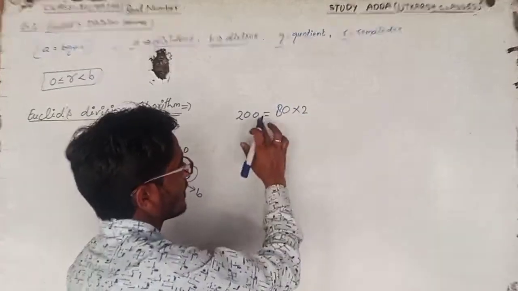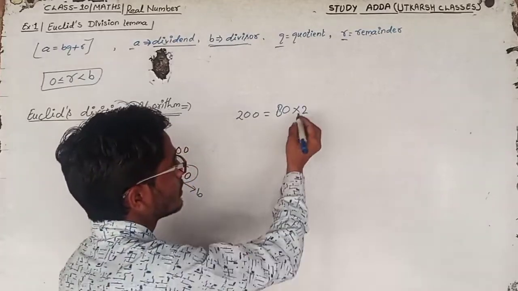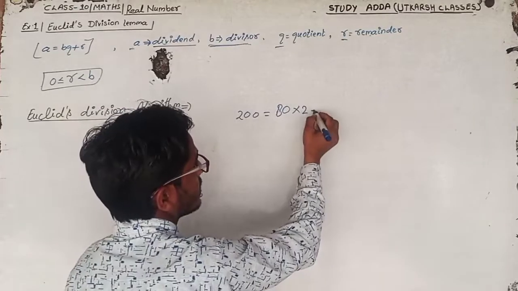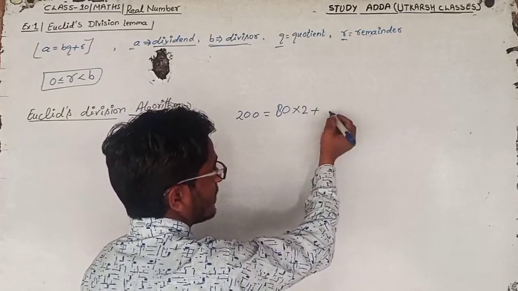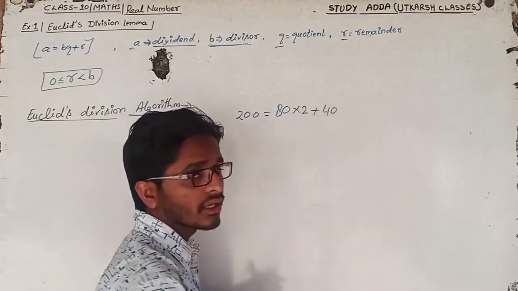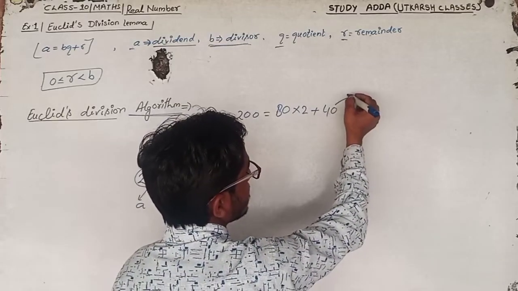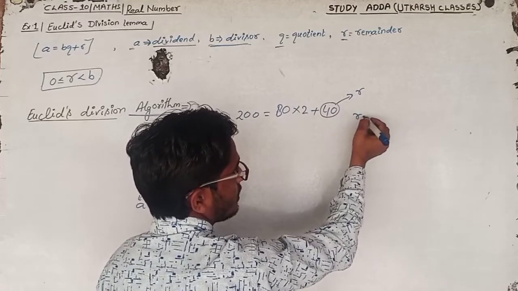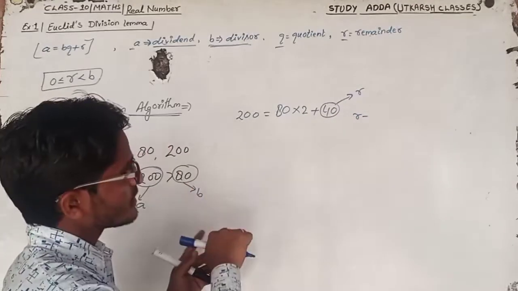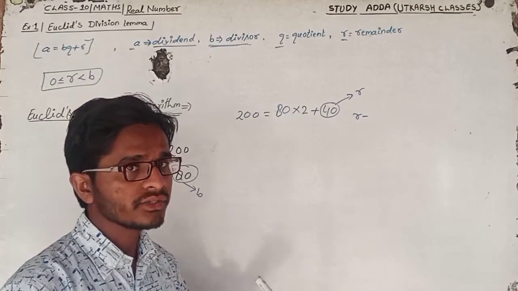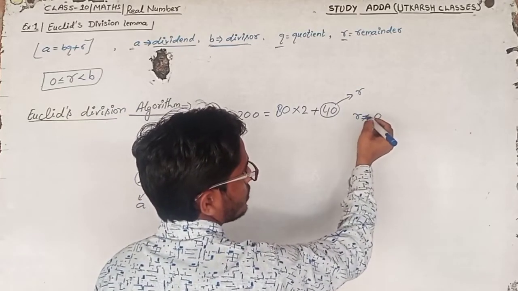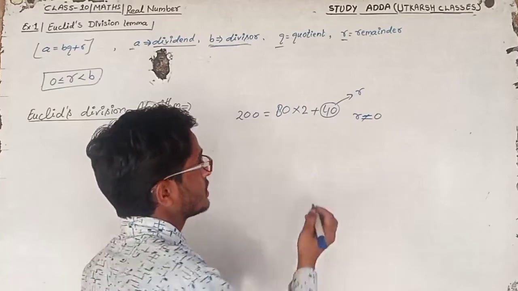Then we multiply 80 by 2, which gives 160. Then it gives the remainder 40. Clear? Here r is 40. We repeat this method till the remainder is 0, where r is not equal to 0. Then we repeat this method.